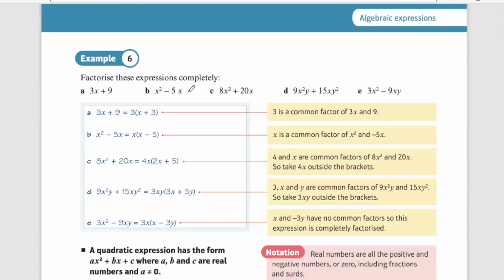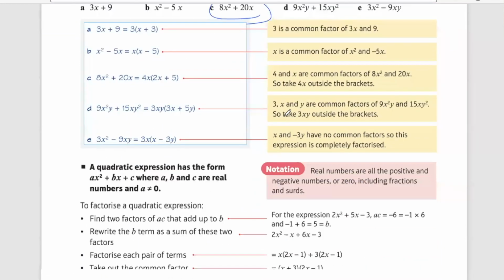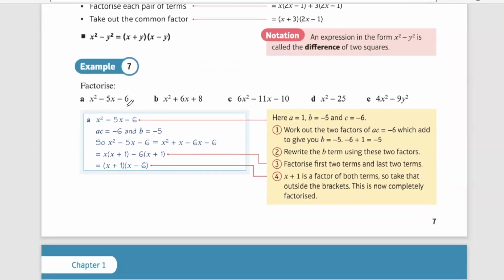Factorize these expressions. You remember factorization? For example, let us choose this. So I can take out 4x as common. So I'm left with 2x plus 5. Factorize quadratic form, middle term breaking. We've covered this in topic 2.